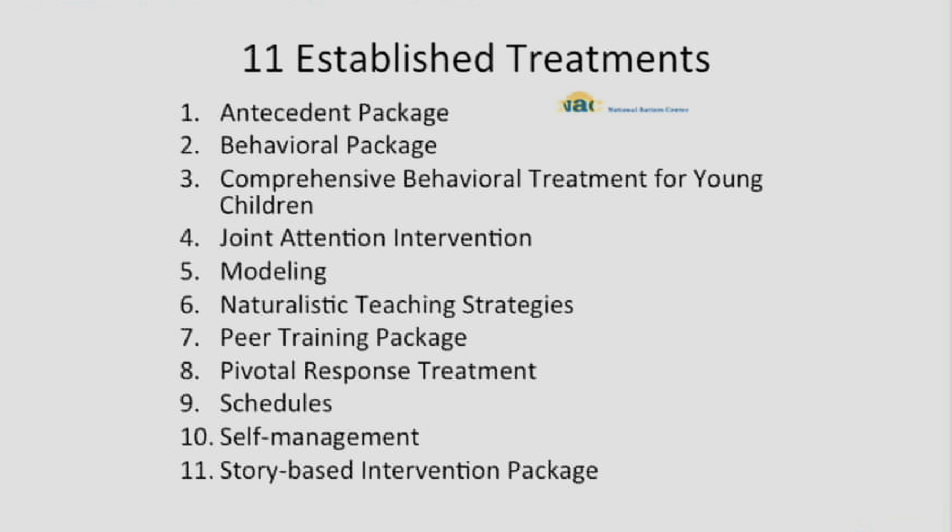The National Autism Center identified 11 established treatments, and you can see them listed there. We have antecedent package, behavioral package, comprehensive behavior treatment for young children is part of the next section that we'll be talking about. And their guidance around choosing evidence-based practices was really to start with the established interventions and choose interventions off of this list of 11 based on clinical judgment, consideration of the family, consideration of the individual client that you're trying to treat, and start here because these have been proven to be effective.